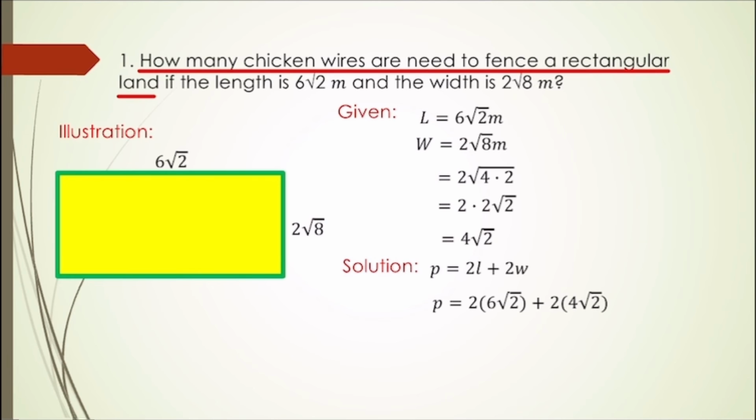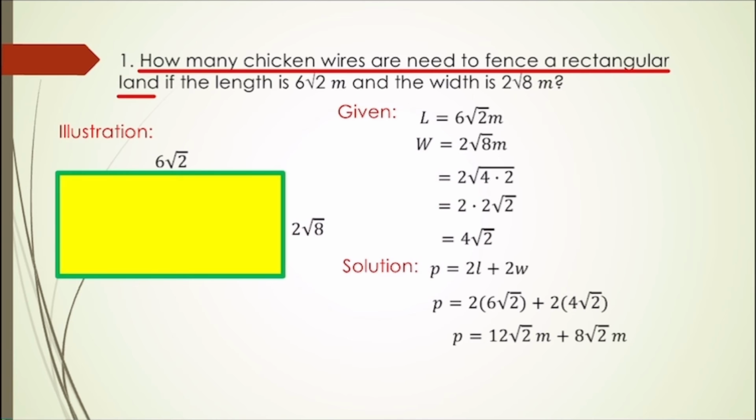So we will have 2 times 6 and square root of 2 meters. So hindi ko muna nilagay yung unit of measure, plus 2 times 4 and square root of 2. So pag minultiply natin yan, we will have P is equal to 12 and square root of 2 meters plus 2 times 4 and square root of 2 is 8 and square root of 2 meters.